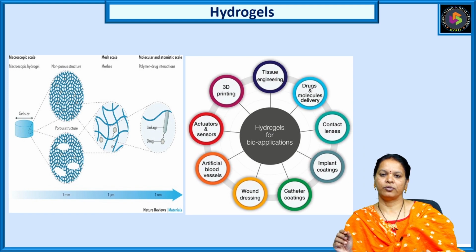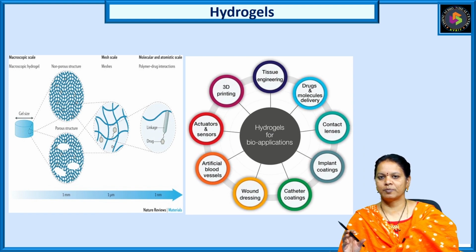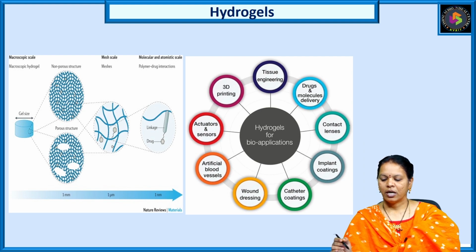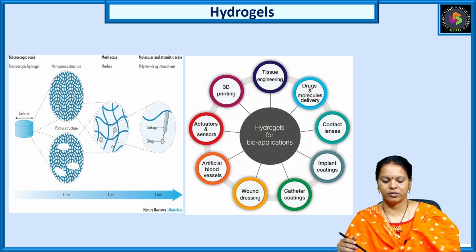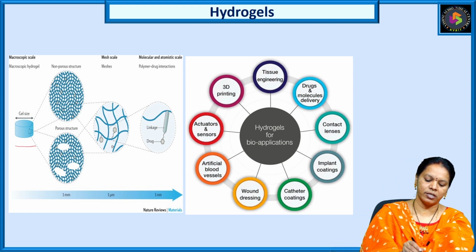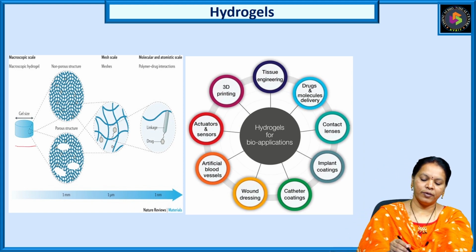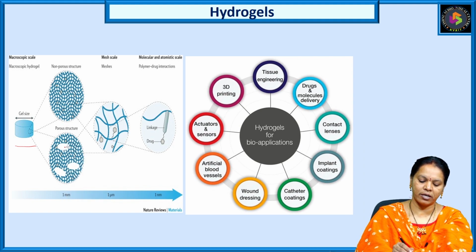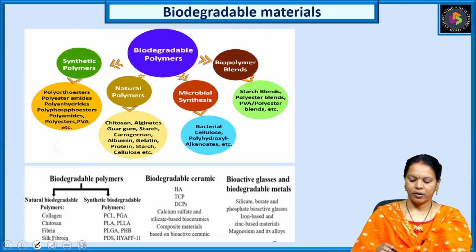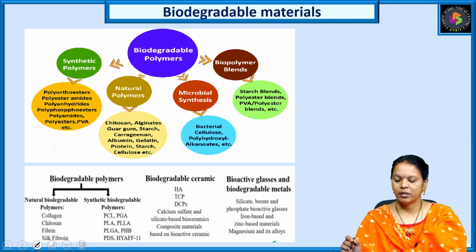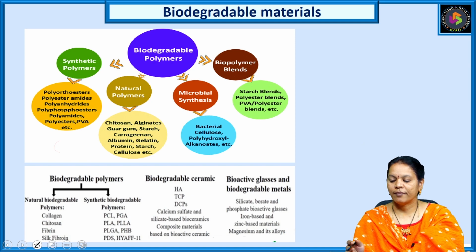Apart from these four categories, we have a few other special categories, which are also used as biomaterials. One of them is hydrogels, and we have applications of hydrogels such as tissue engineering, drug delivery systems, contact lenses, and all those things. So hydrogel is basically a gel base wherein the composite construction is used. We have a reinforcement into which we have the matrix material. And apart from the hydrogels, we have biodegradable materials.